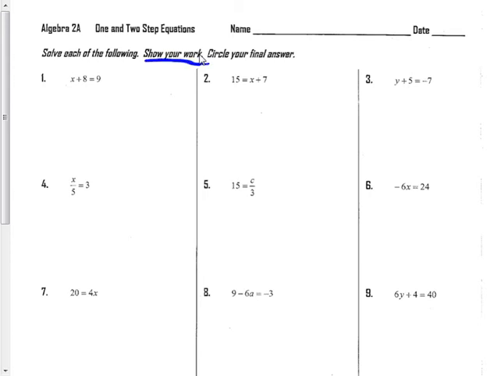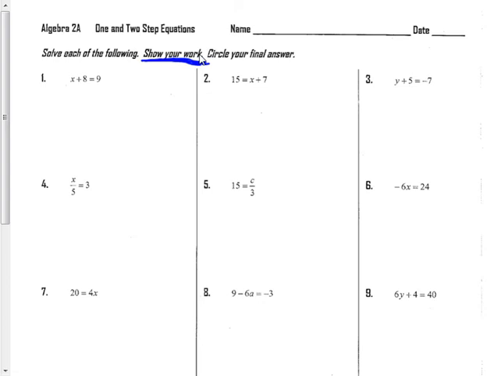Show your work. You must show your work in order to get credit for this. If you do not show your work on the test, you will not get credit for it. There will be 1 point for the answer and 1 point for your work. You will get 50% if you get all the answers right but show no work.